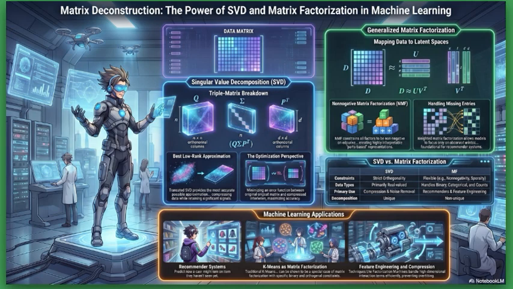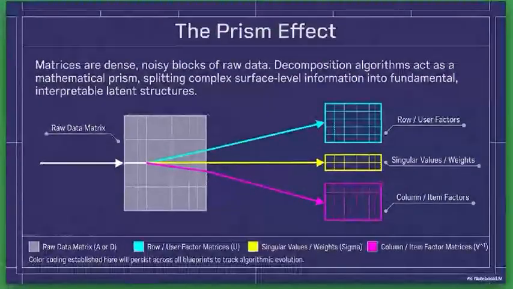So, let's start with A. That is your raw data matrix, that massive, messy spreadsheet you were just talking about. The wall of numbers. The wall of numbers, exactly. Now, decomposition algorithms act as a mathematical prism. Think about shining a complex, messy beam of white light into a glass prism. Okay, like the Pink Floyd album cover. Exactly like that. The prism splits that surface-level white light into its fundamental underlying colors. So this equation takes our messy data beam, our A, and splits it into three distinct interpretable pieces. Right. It splits A into three latent structures.